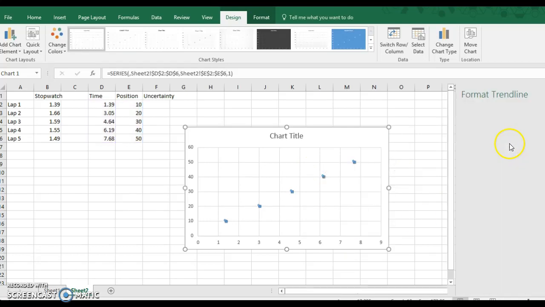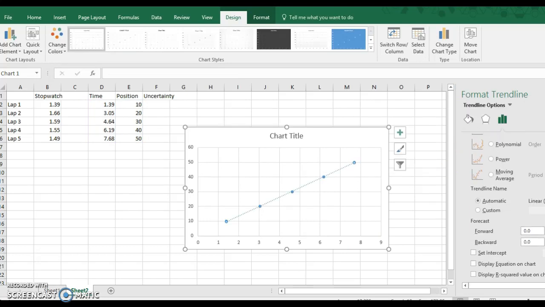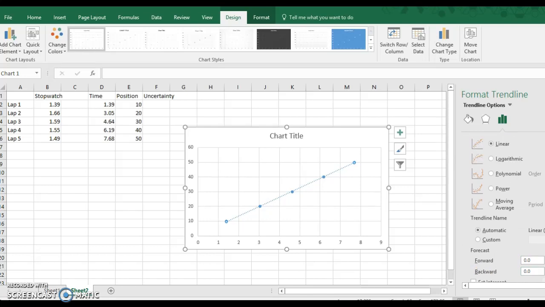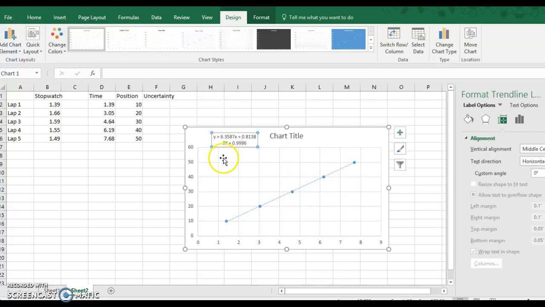So if there's anything over here on the screen you can't see, then you can go back and watch. It looks like everything you need to know is going to be in your screen. So we choose the linear option, and then of course we come down here to display the equation on chart and the R squared value. So again, the equation is the linear equation that best fits this line.